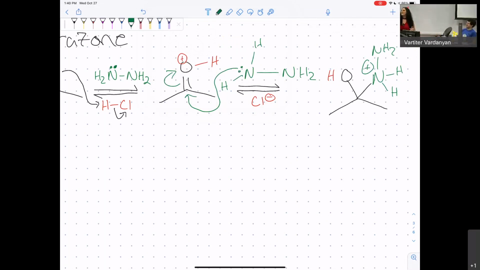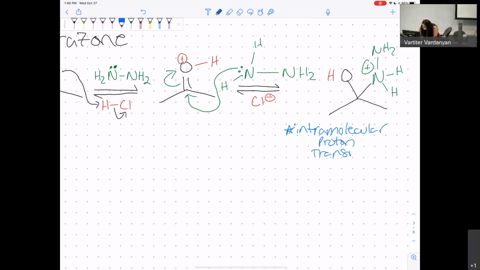So what were you saying before? Yes, so where would the proton go from and to? Perfect. So the intramolecular proton transfer, I'm going to do it in blue. The intramolecular proton transfer is basically when we take a proton from one of the heteroatoms onto another one.